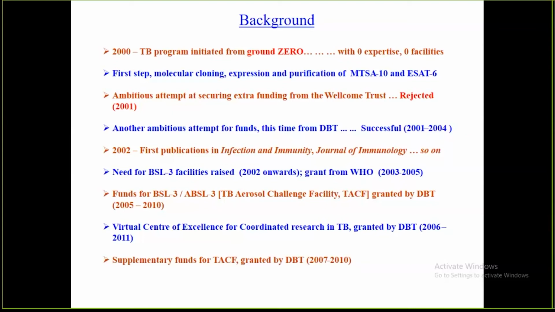So there was need to put together a BSL-3 facility, so I started creating noise about it, and I was shocked to know that India actually didn't have any BSL-3 facility in any public institution. The only BSL-3 was in the AstraZeneca facility at Bangalore at that time. I wrote to WHO. WHO was very gracious. They sent their expert to ICGEB, and they also had discussions with us. They gave me some money also. And with that money, we started training and all that.